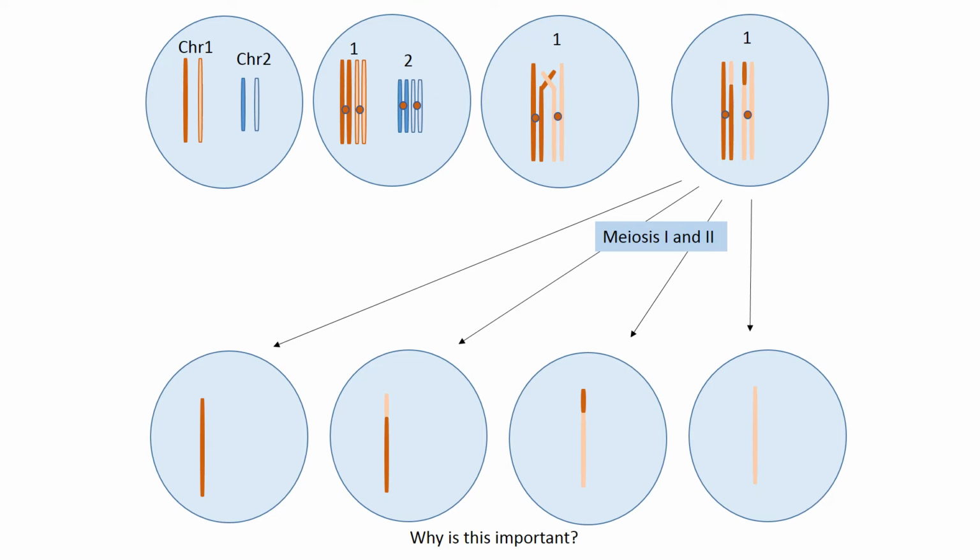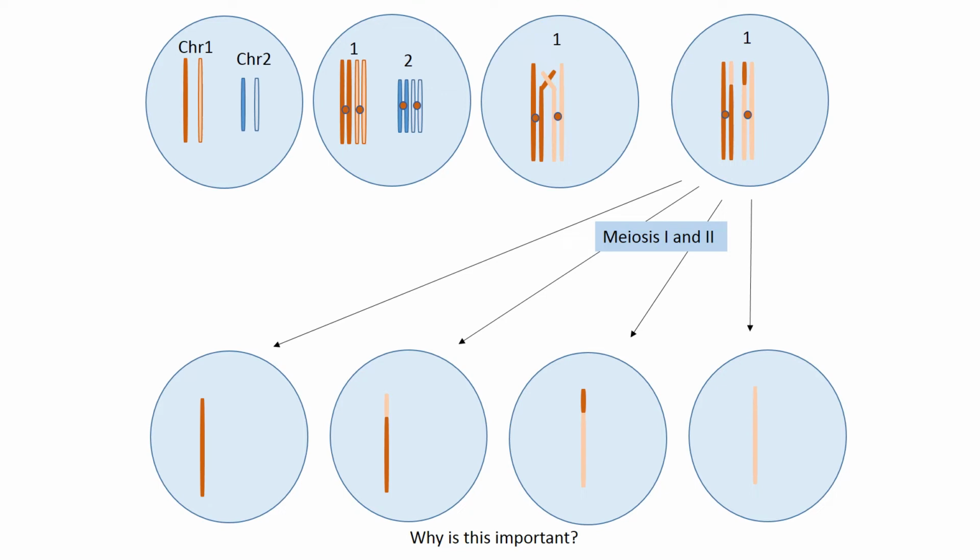What I want you to notice here is look at chromosome 1 in each one of these daughter cells. Each one has a different copy of chromosome 1. This one's got the all brown one. This one's got mostly brown, a little bit of pink. This one's got mostly pink, a little bit of brown. This one's got all pink. So each one of those got a slightly different version of chromosome 1, so different alleles available. This is important for diversity. Each of those gametes are going to be different.